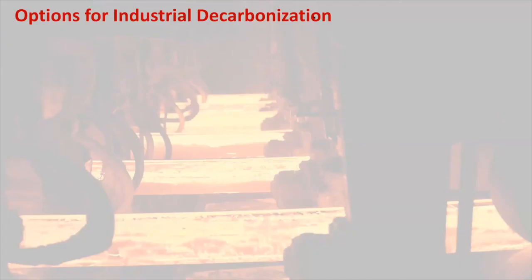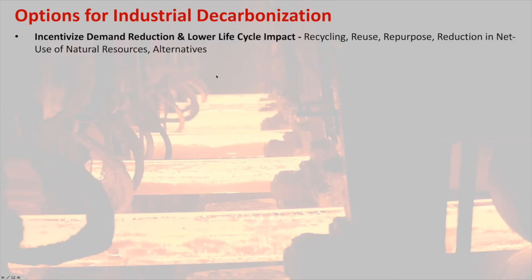So let me just wrap up my talk as a kind of catalyst for discussion, perhaps later on in the meeting. What are the options for industrial decarbonization? I think it is very important, number one, to incentivize demand reduction or consumption reduction and lower the life cycle impact. Recycling, reuse, repurposing, reduction in net use of natural resources and looking at alternatives. I think we don't pay enough attention to this. And I think it's very, very important to do that.